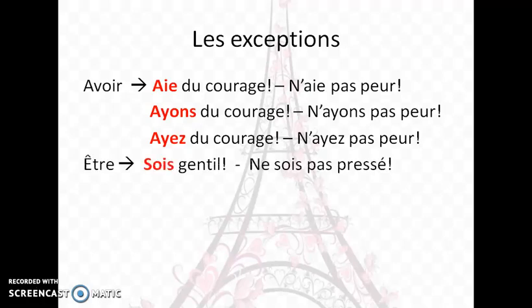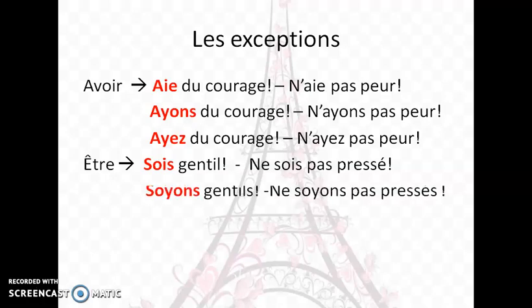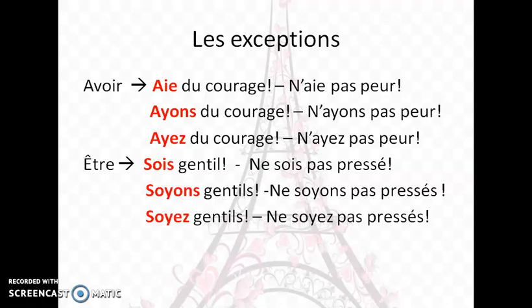And another verb which has an irregular imperative form is être. It is sois, soyons, soyez. Sois gentil, soyons gentils, soyez gentil. Sois gentil means be nice, be kind. Soyons gentils, let us be nice or kind. Soyez gentil, be nice or be kind.